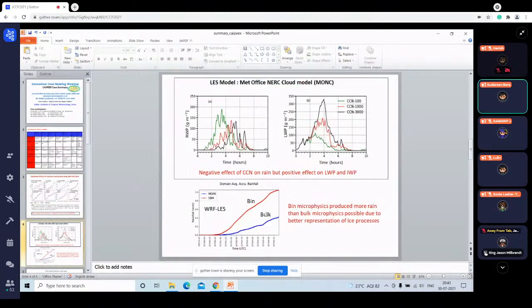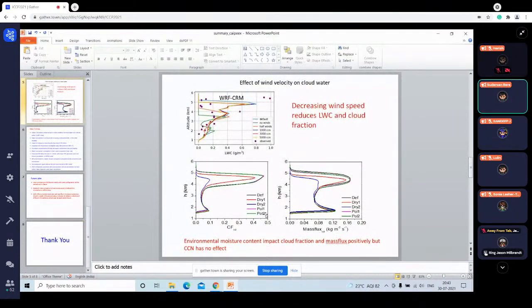This is from another model simulation from ICMW, that is the Met Office NERC cloud model. This model has a relatively opposite response, and it produced a negative effect of CCN on rain, but there seems to be a positive effect on liquid water path and ice water path. One simulation was done to compare bin and bulk microphysics, and they found that bin microphysics is better and is making more rain compared to bulk microphysics.